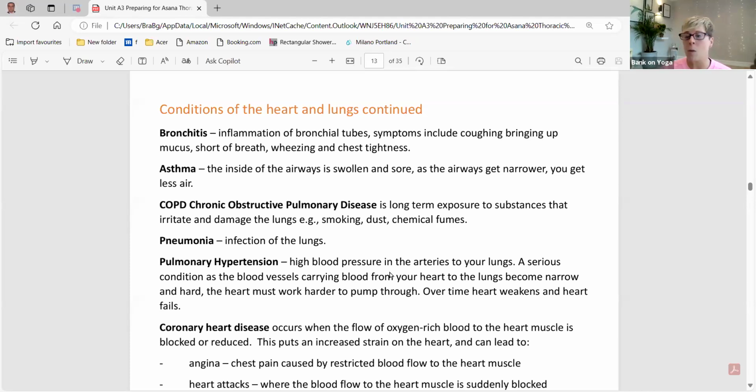Pneumonia, again, people will probably not be in your class if they've got pneumonia, because they'll feel really rubbish. But be aware that the lungs may well be damaged to a certain extent when they come back. And although they'll feel better, there may be some residue on the lungs. They may just be coughing or being more aware.